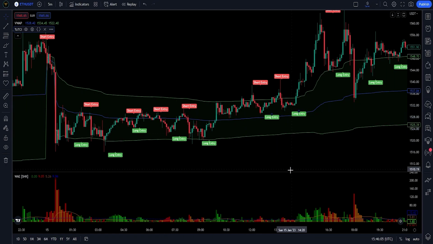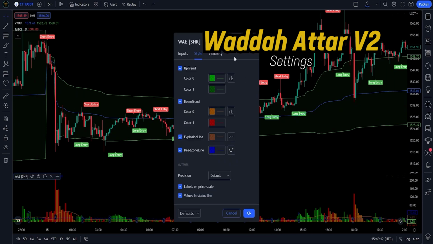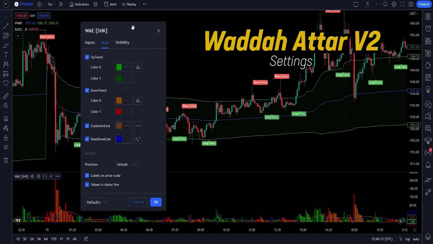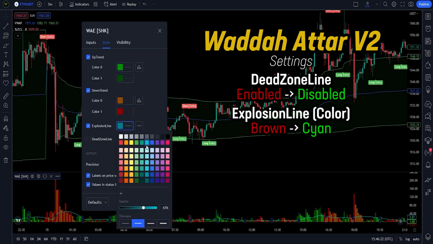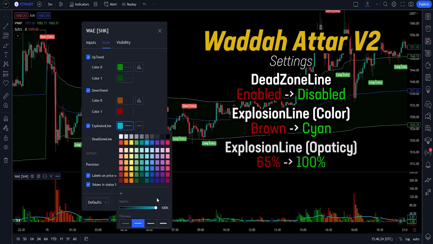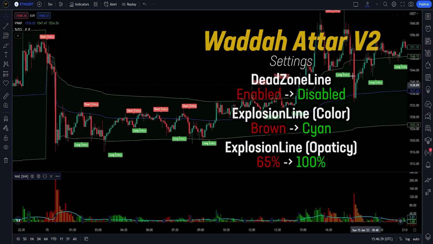Let's change our third and final indicator, which is this WADA Adder histogram at the bottom of our screen. Once again, double-click any candle in this indicator, and you will open its settings. Now, open Style tab, and in here, we want to disable this dead zone line. Also, let's change explosion line color setting to cyan and make sure its opacity is set to 100% as well. This is an optional setting, so you don't really have to follow this step, but doing this will make reading this indicator much simpler, so I highly recommend following this optional step as well. Press OK, and we are finished with modifying our indicators, as well as our indicator setup.